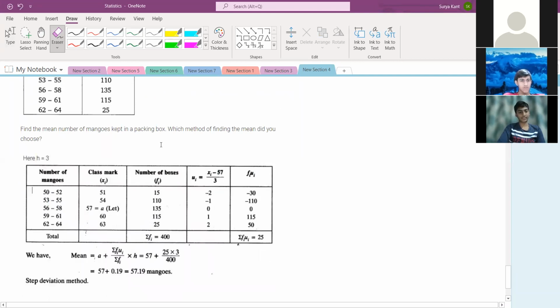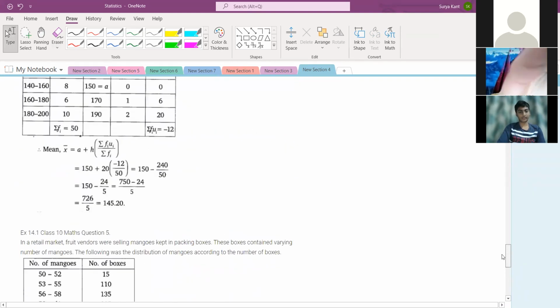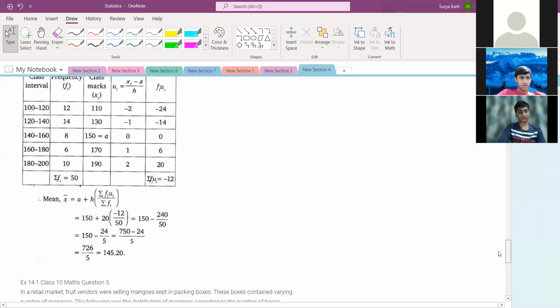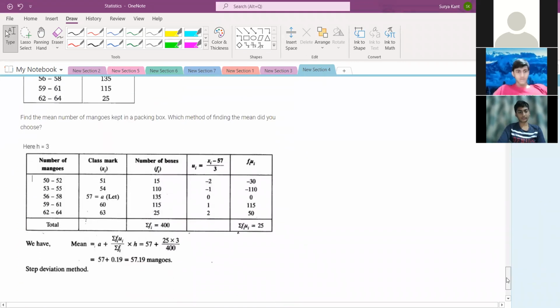See, before also, two types of things are there. Try to understand here. See, before one, how it was. See, 100 to 120, then 120 to 140. There are two different types of it. Yeah, what, Samarth? One is inclusive, one is exclusive, two forms are there.